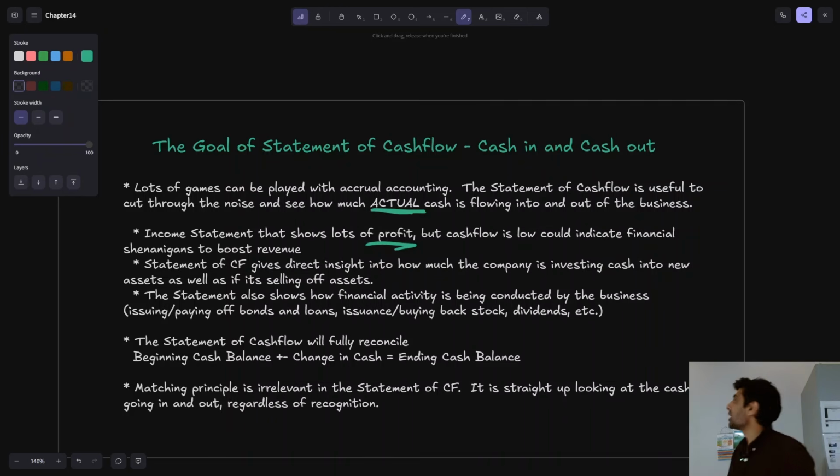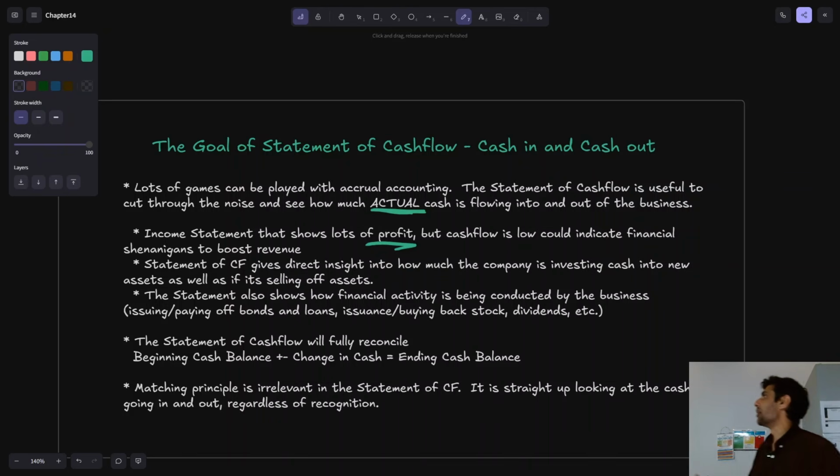Okay, that could be indicative sometimes of some financial shenanigans. A lot of companies want to, again, because the income statement is such a viewed, scrutinized, and valued financial statement that tells something important about the company, how profitable it is, a company may do a lot of things to make that net income look high. And it may be artificial. The statement of cash flow will give you some indication if that's happening.